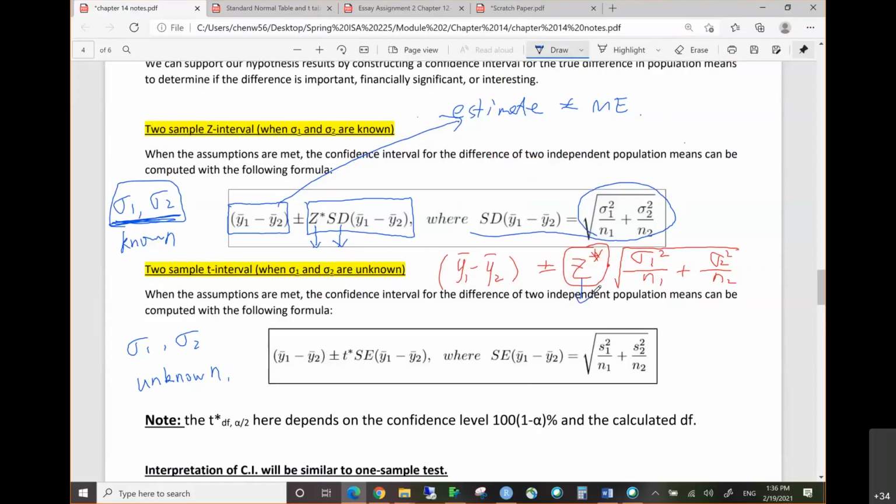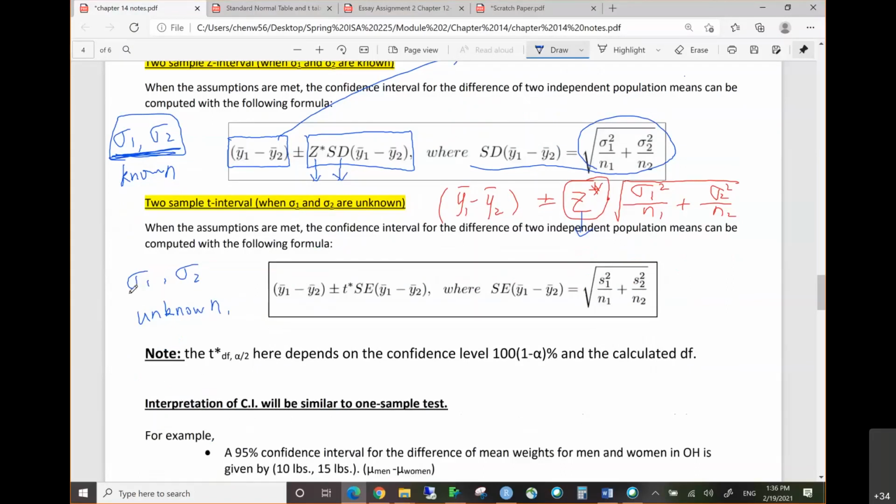We remember them, right? 1.645 for 90%, 1.96 for 95%, 2.576 for 99%. Okay. And then the other way, if the population standard deviations are not given, then we still have the difference of the sample means to estimate the difference of the population means, plus minus the margin of error.